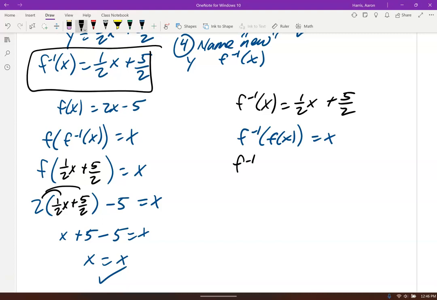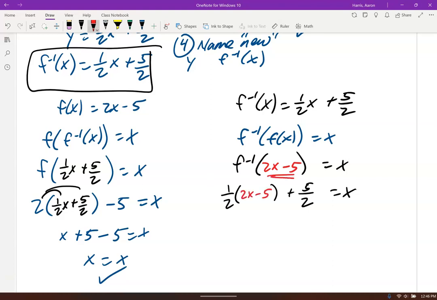We have f inverse of f of x, and our f of x is 2x minus 5. So f inverse is 1/2 x plus 5/2, and the x is 2x minus 5. That's it. F is going into f inverse. Distribute that. And sure enough, it does verify. So yes, they are inverses. And we knew that to be true anyways, but we checked our work, right?